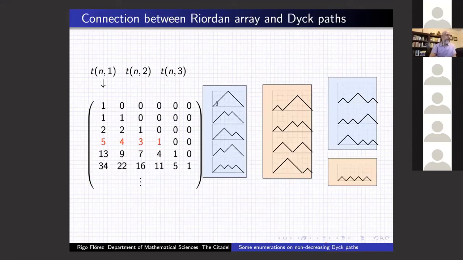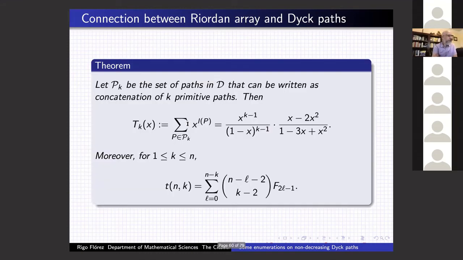So if you observe here, this is a concatenation of one primitive path, 5 is here. This is concatenation of two primitive paths is here. Concatenation of three primitive paths is here, and 4 is here. So this is the reordered array for the concatenation of k primitive paths. And the question is, why is this important? It's important not only because we can collect all that information in a matrix, but also because we can find some properties. So we are going to find some properties or identities for this using the reordered array.